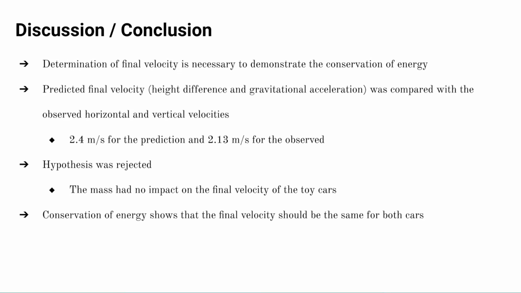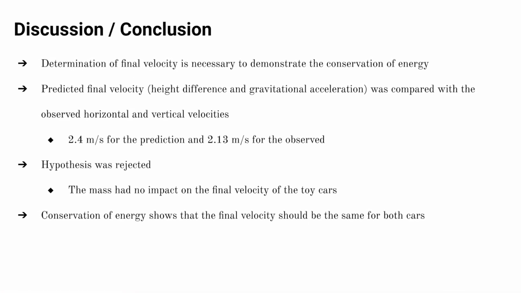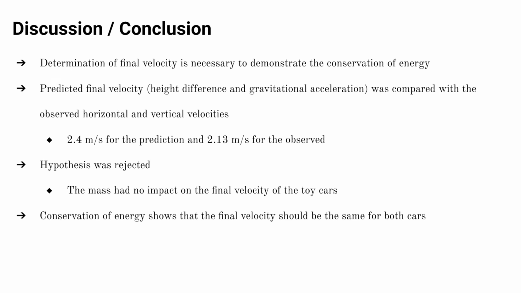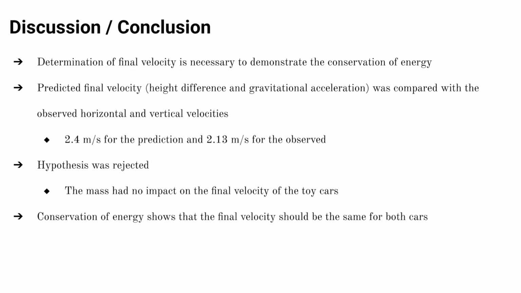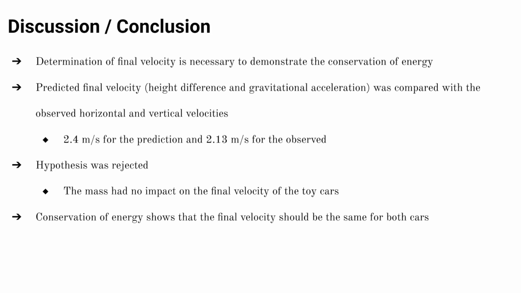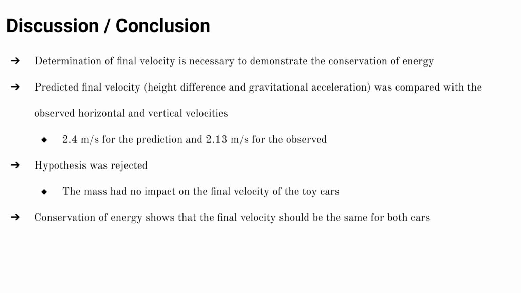Even though our hypothesis assumed that mass had an influence on the acceleration of the object and the force required to move the object, the formula used to calculate the final velocity excluded the object's mass. In this way, the final velocity takes into account the height difference between the top and bottom positions as well as the acceleration due to gravity.